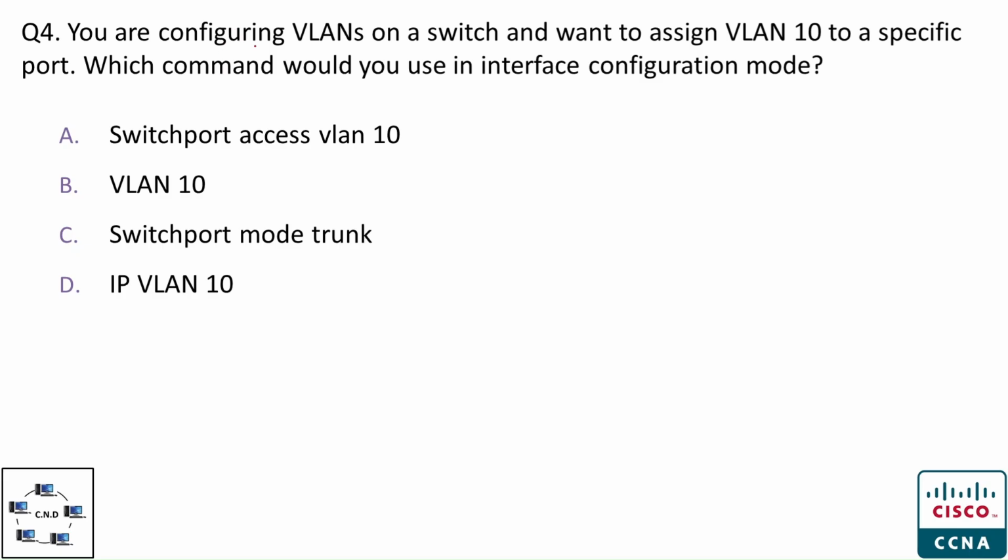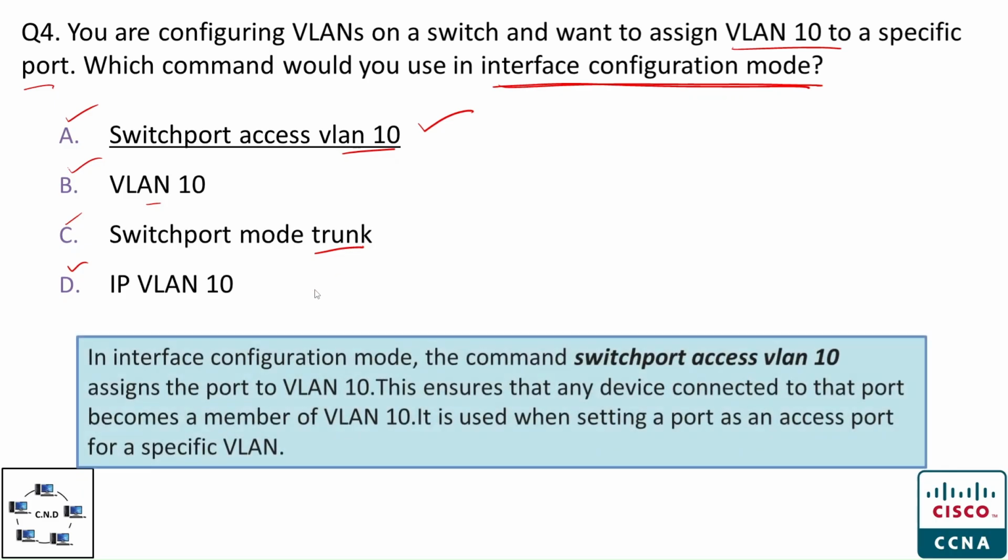Question number 4. You are configuring VLANs on a switch and want to assign VLAN 10 to a specific port. Which command would you use in interface configuration mode? The options are: option A, switchport access vlan 10; option B, vlan 10; option C, switchport mode trunk; and option D, ip vlan 10. And the correct option is option A, switchport access vlan 10.